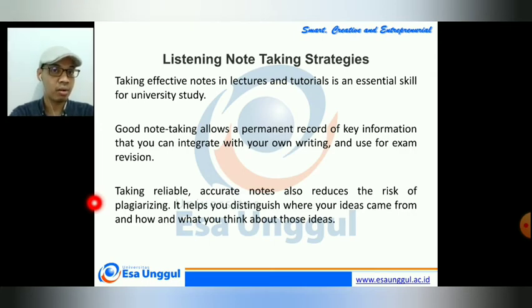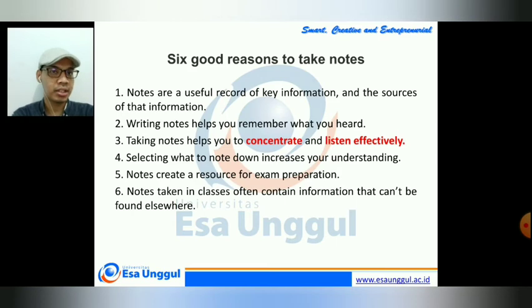If you have your own notes, it means you have a good standpoint. At least you didn't take the idea, the notion, from someone else. You have already taken it as your own note. That's the good one. This is the sixth good reason why we need to take notes, because notes are a useful record of key information and the source of that information.